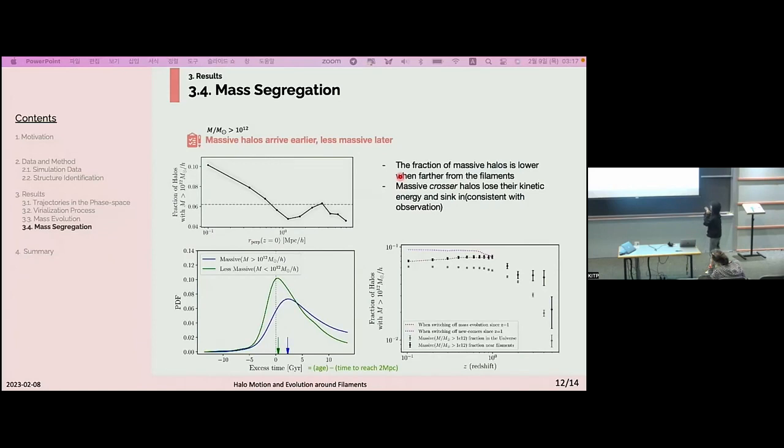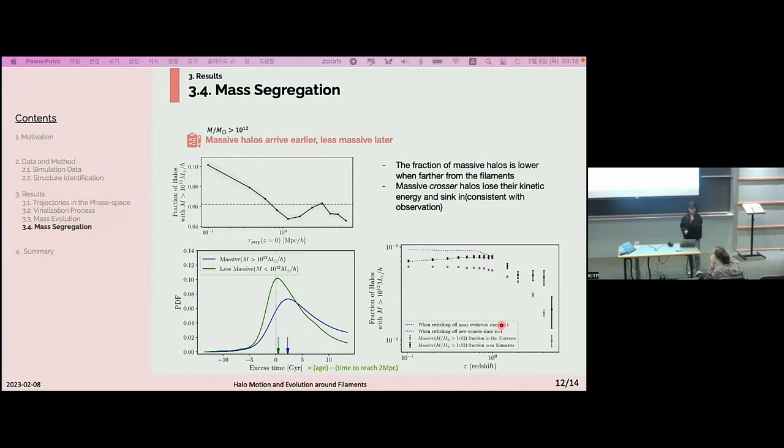If you can see here, these green dots are the universe average, and these black dots are the massive fractions inside the filaments. And you can see that the massive halos are always more around the filaments. But you can also see that this increasing trend ends at redshift 1, and the decreasing trend starts. To determine why this is happening, we conducted 2 tests.